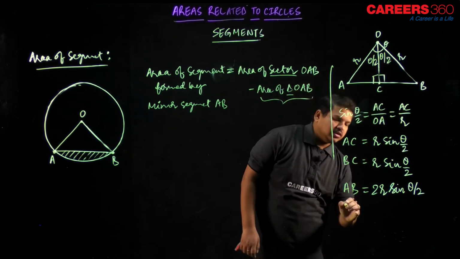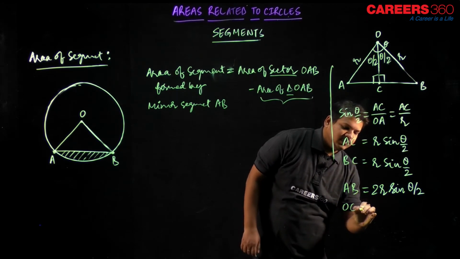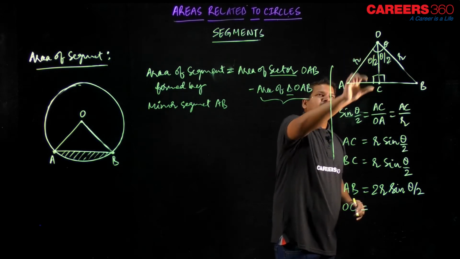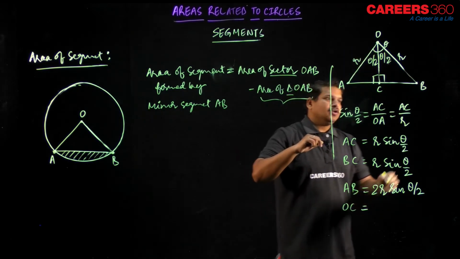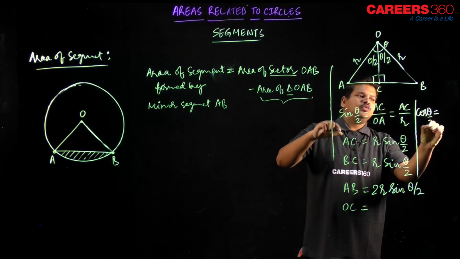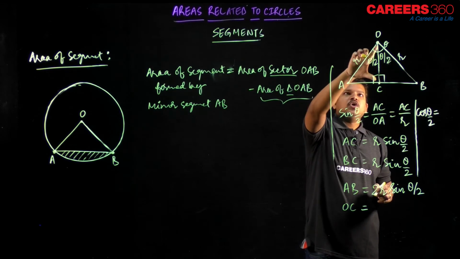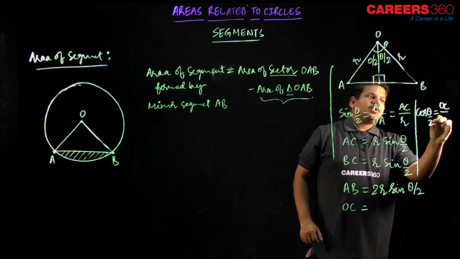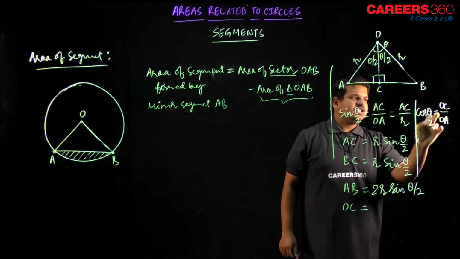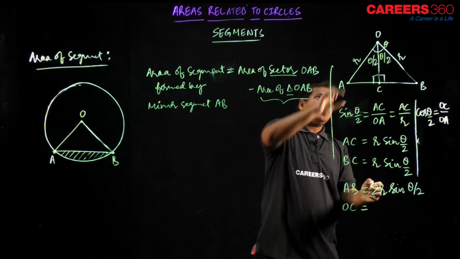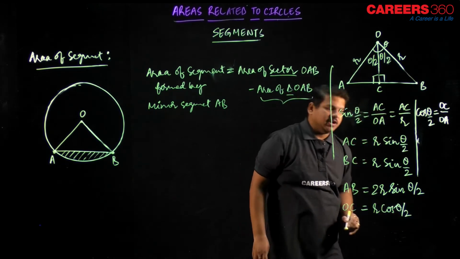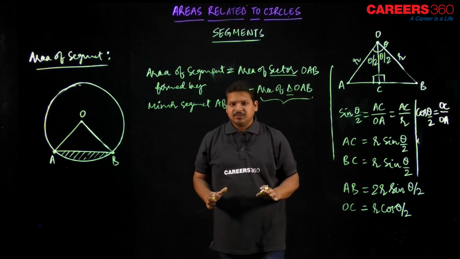Similarly, let's calculate the length of OC as well. OC is nothing but the base in this case. To calculate the base, I will use cos theta by 2. Cos theta by 2 is OC upon OA. So if I want to calculate the value of OC, since OA is nothing but R, that will be R cos theta by 2. I hope it makes complete sense to you.